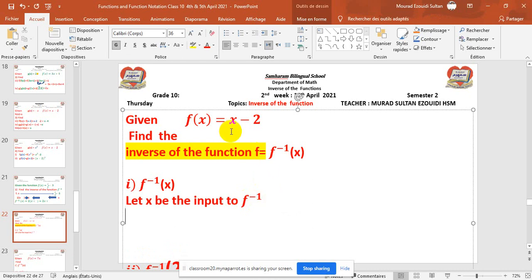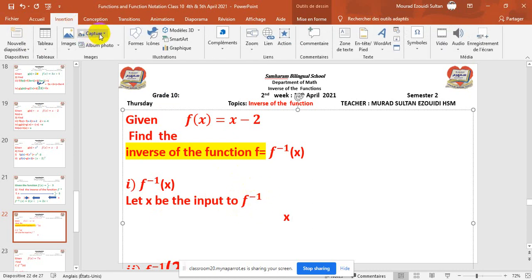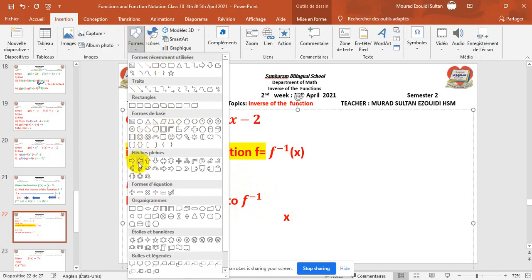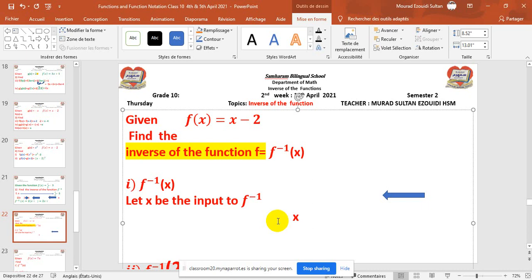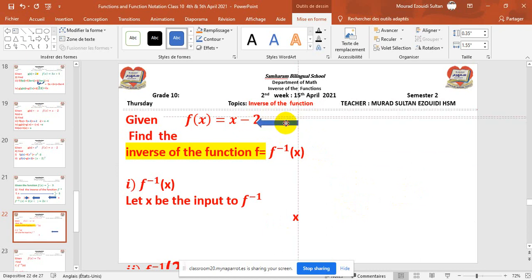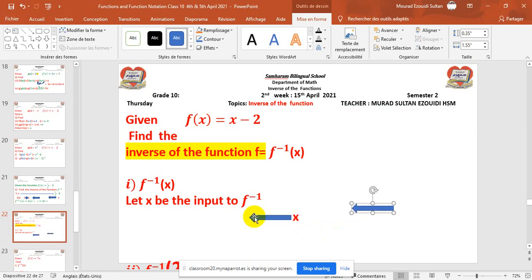So, here we start with x. This is the input. We said let x be the input of f minus 1. Then I will come here and answer this one. Girls, what do you think about this? This one is negative 2. What is the opposite of negative 2? Good, positive 2. So we have plus 2.